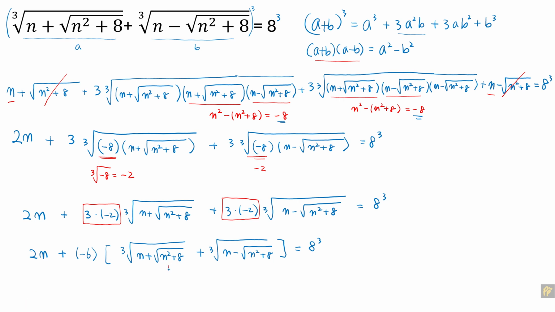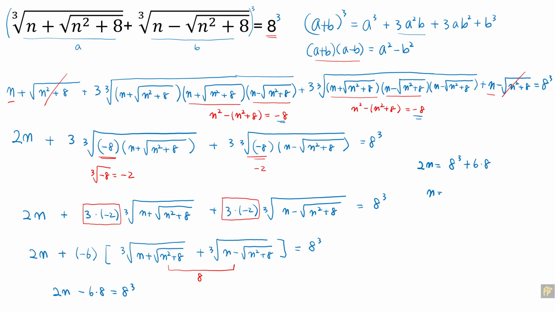When you look at this, we end up having the third root of n plus square root of n squared plus 8 plus the third root of n minus square root of n squared plus 8. This is given as 8 in the given equation, so we can replace it with 8. So the equation becomes 2n minus 6 times 8 equals 8 to the power of 3. So 2n should be equal to 8 to the power of 3 plus 6 times 8.